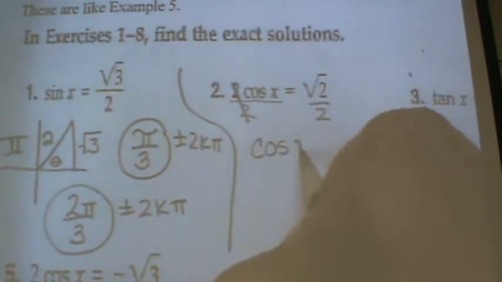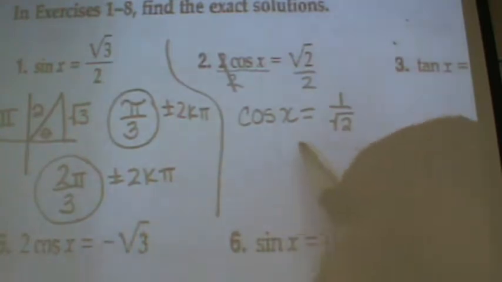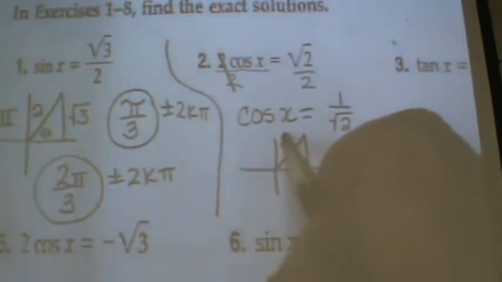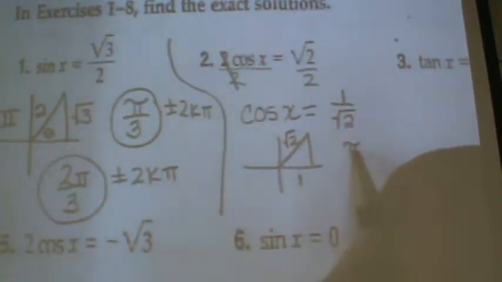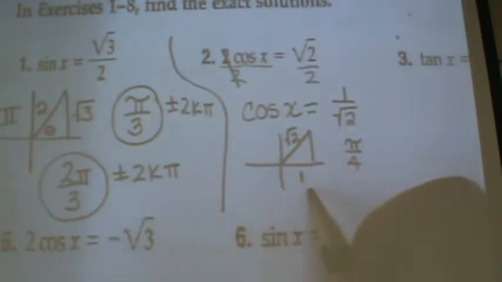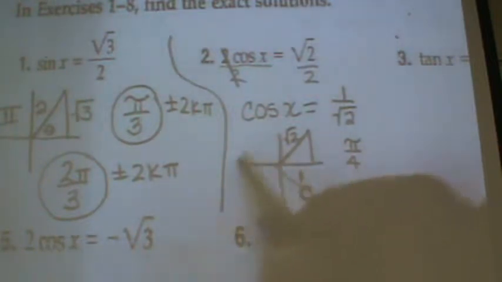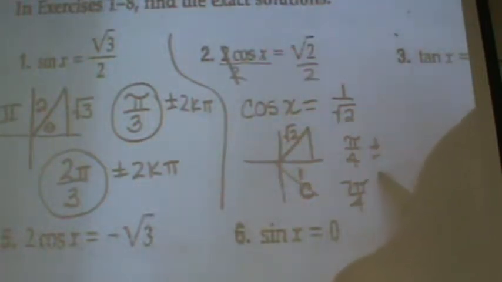So you have cosine of x is, can you unrationalize this? Yep. So in quadrant 1, we're going to name adjacent over hypotenuse. What angle am I? π/4. And in what other quadrant is cosine positive? 4. What's that angle in quadrant 4 that has a 4 with it? 7π/4. And then add or subtract 2kπ.